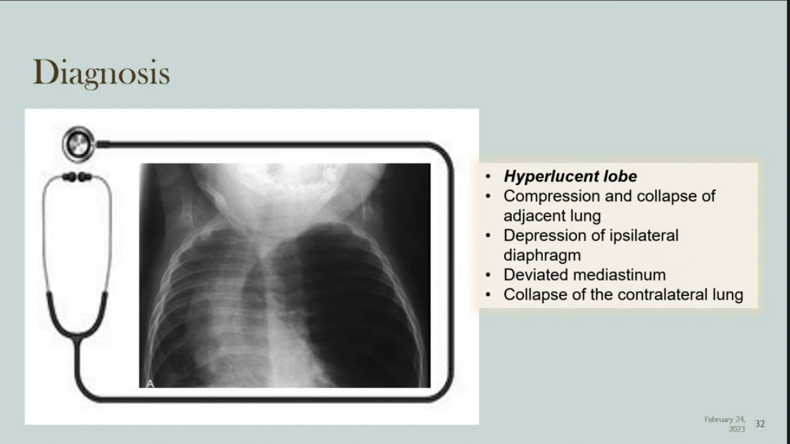Usually, the chest radiograph will demonstrate a hyperlucent lobe with features of compression and collapse of adjacent lung and depression of the ipsilateral diaphragm. The mediastinum is deviated and the contralateral lung may be collapsed.